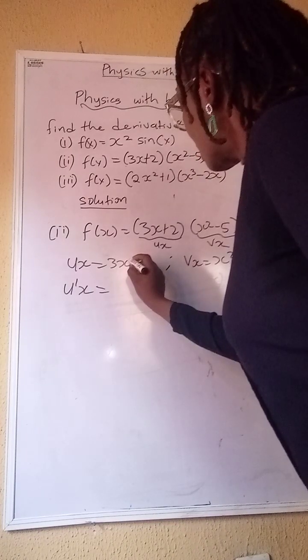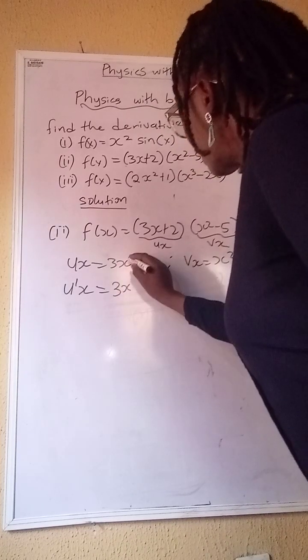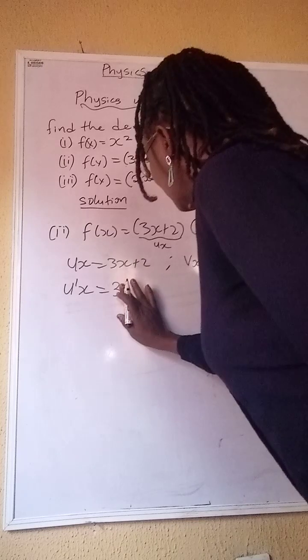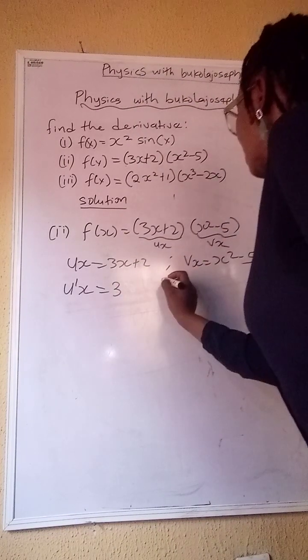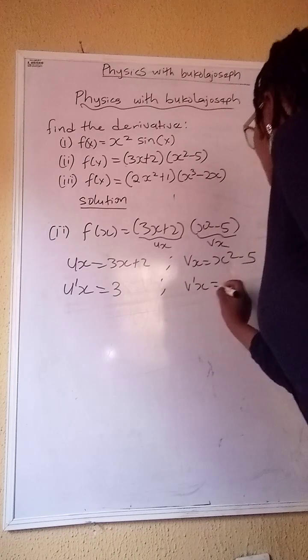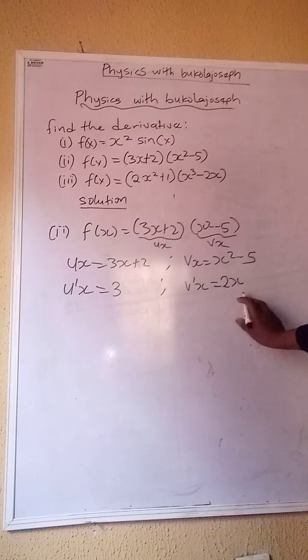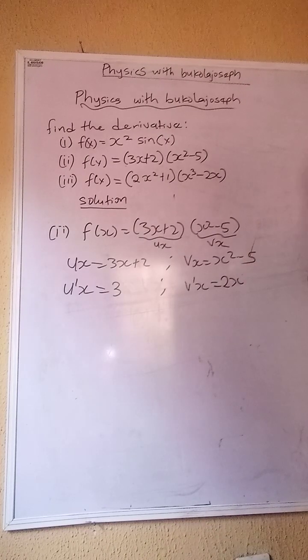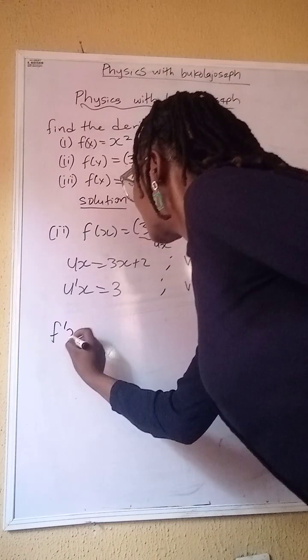You know the rule again. 1 times this will give us 3x to the power 1 minus 1. This would be simply 3. Differentiation of a constant is 0. So it's 0. So we have differentiating this with this, we have 2x raised to power 1, which is the same thing as just x. This is a constant, so it will go. Now let's copy down this formula.